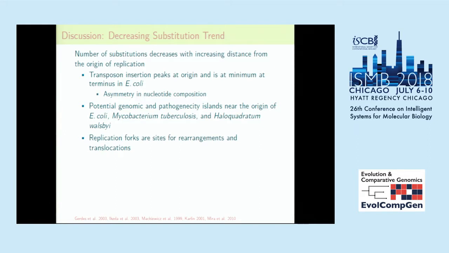As well, potential genomic and pathogenicity islands are also found near the origin in a variety of bacteria, and this again can bring new genetic information that has different genomic signatures, which again could cause this potential spike in substitutions. And then additionally, bacteria undergo multiple rounds of replication during one replication cycle, so there's the potential to have multiple replication forks in one cycle. These could be concentrated near the origin, and we know that these replication forks are hotspots for rearrangements and translocations, which again could bring new genetic information with different genomic signatures, potentially causing this decreasing substitution trend.